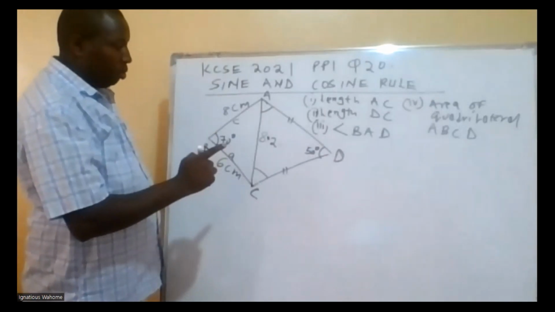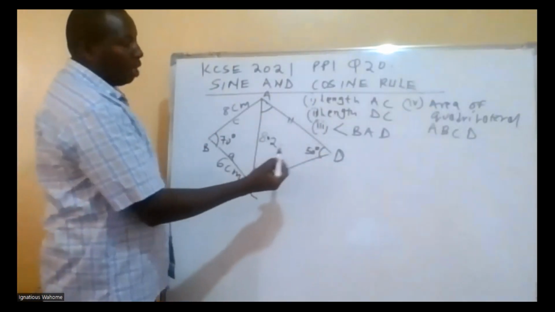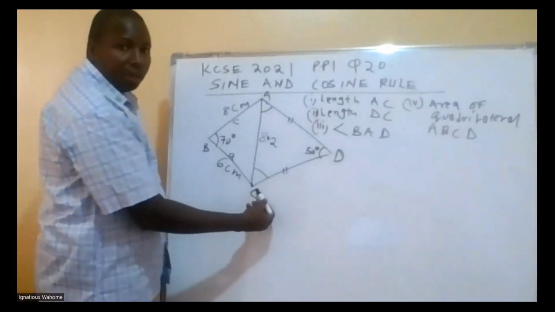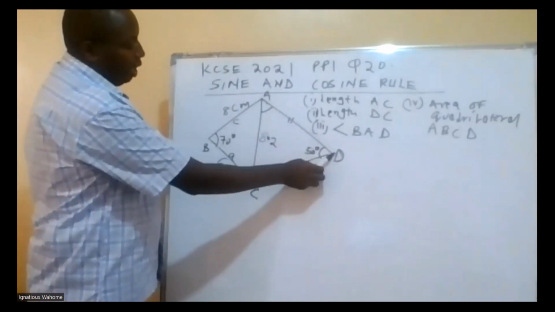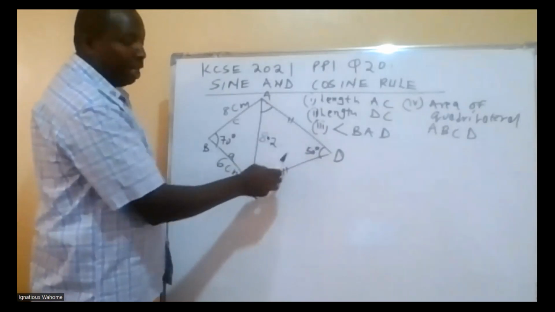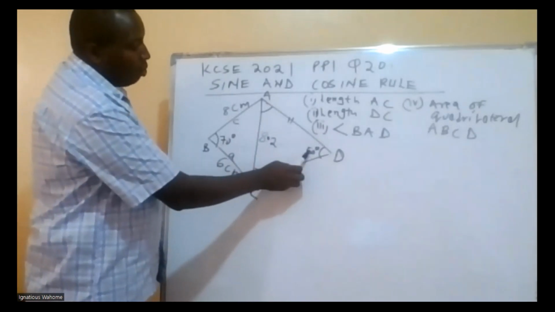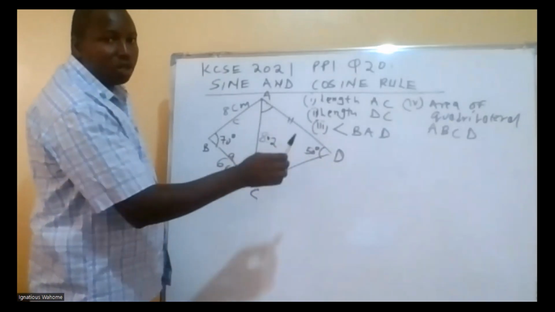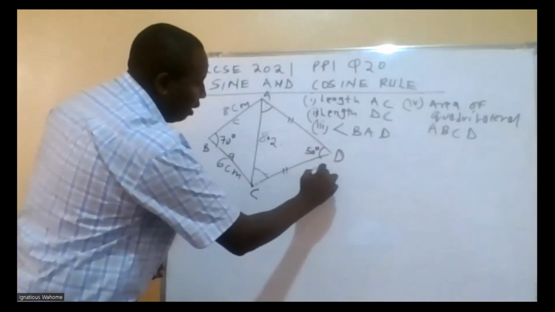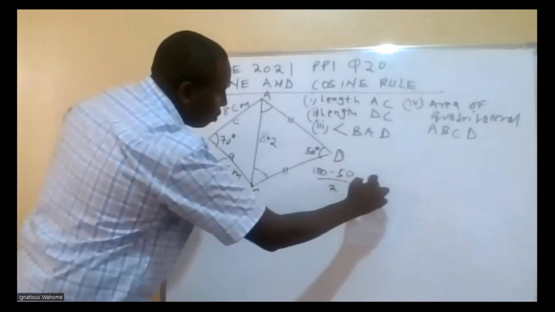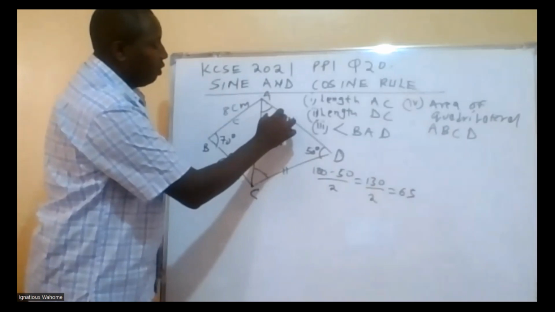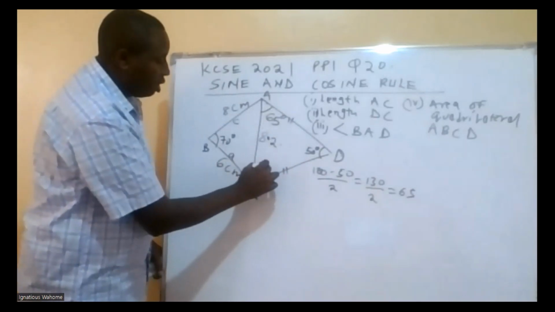Now, in question number 2, you are told to find the length of CD or DC. You are told that AD and DC are equal, and this angle is 50. Because these are angles in a triangle, this is an isosceles triangle, and the base angles of an isosceles triangle are equal. So the size of this angle will be (180 minus 50) over 2. You get 130 over 2. That angle is 65. So the size of this angle is 65 degrees, and the size of this angle is 65.